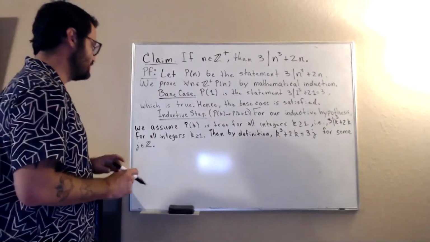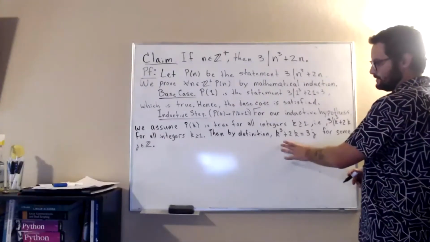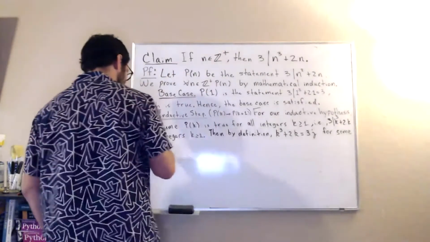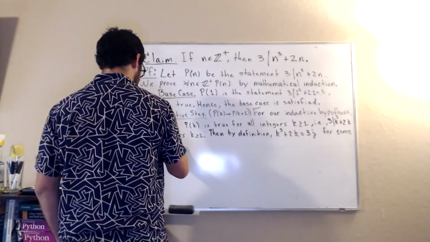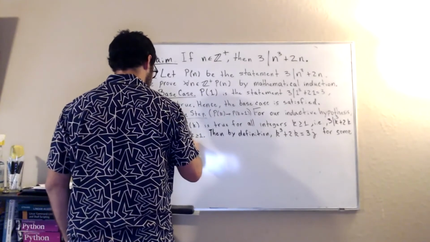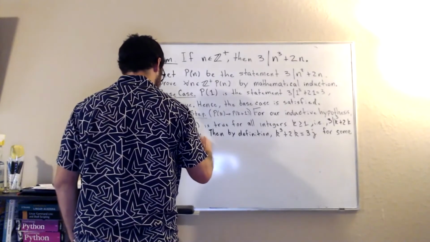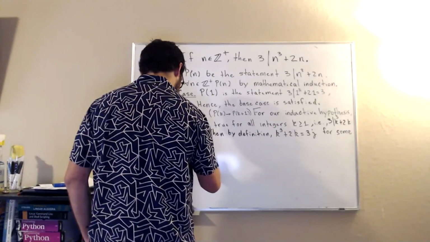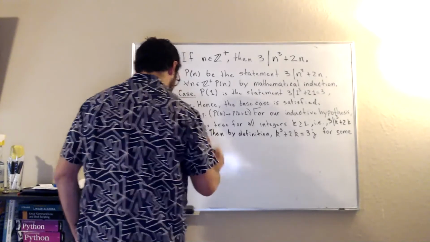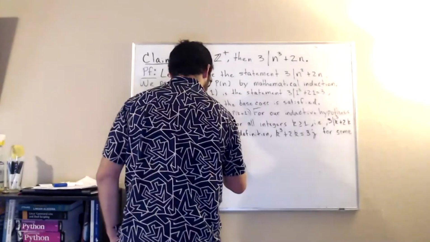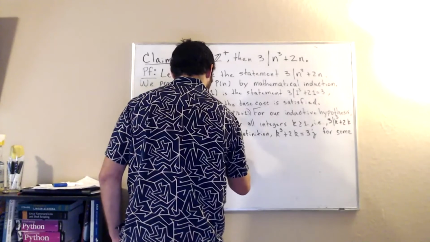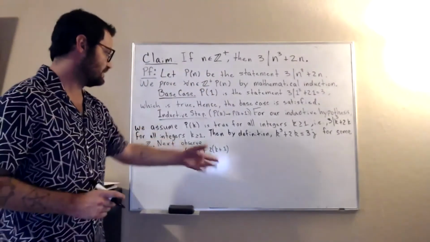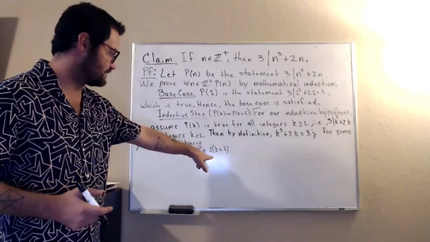Okay. So now we need to use this information to show that 3 divides k plus 1 cubed plus 2 times k plus 1. So next observe. We just need to look at that quantity now. That's k plus 1 cubed plus 2 times k plus 1. We need to show that this is divisible by 3. In other words, we need to show that this is equal to 3 times some integer.